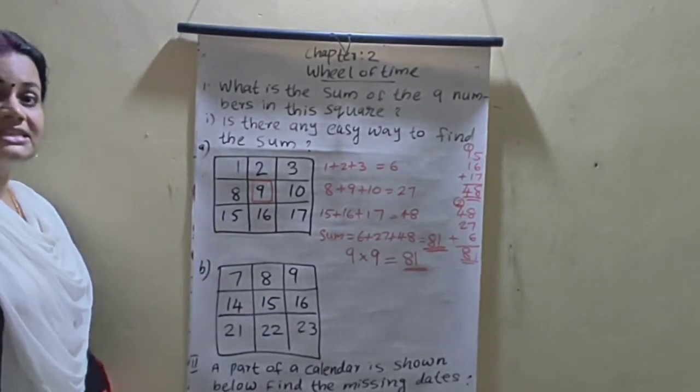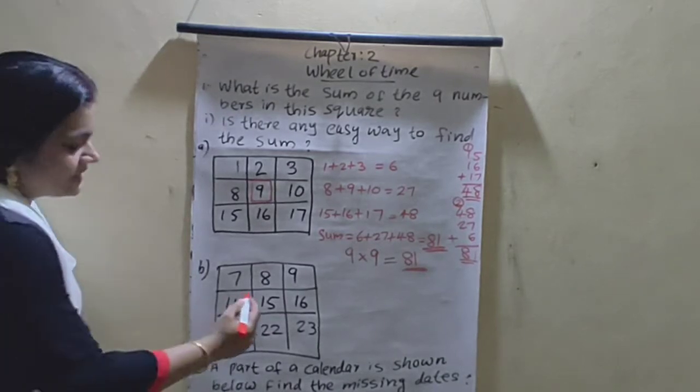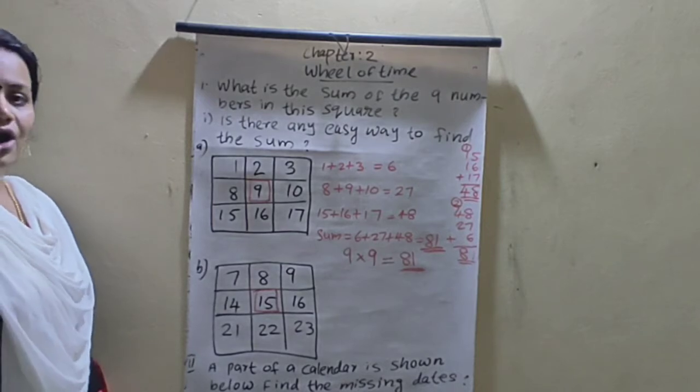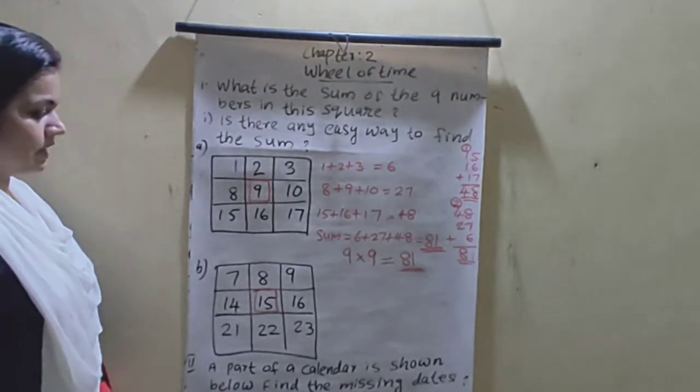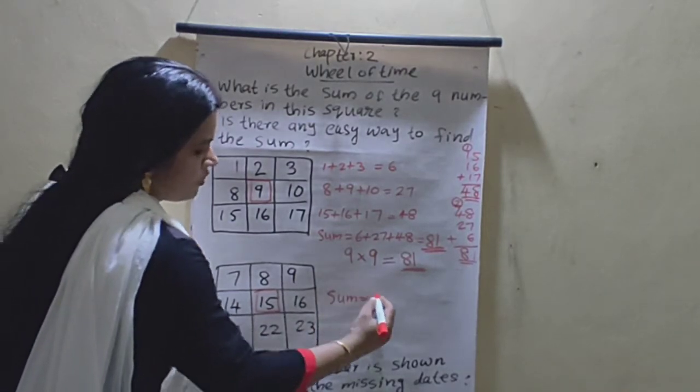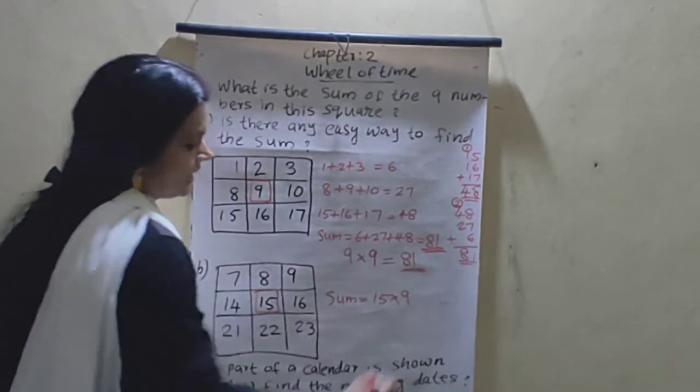Which number is in the center position? This is the center. 15 is the middle number. Okay, 15 is the middle number. So, how to find out the sum? Sum equal to 15 into 9.